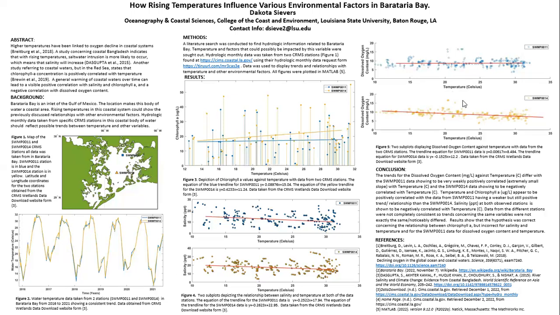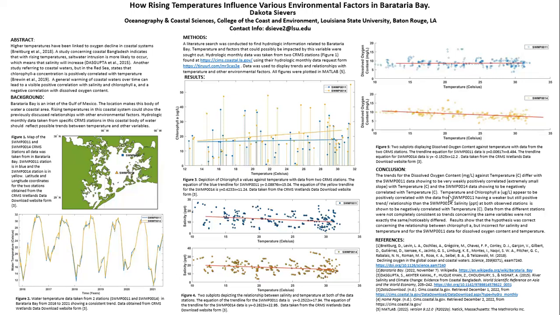In our last figure, the trendline equation for the first station, the Swamp 0011 station, there is a very small positively correlated relationship with higher temperatures, whereas there is a clear negative correlation at the second station.